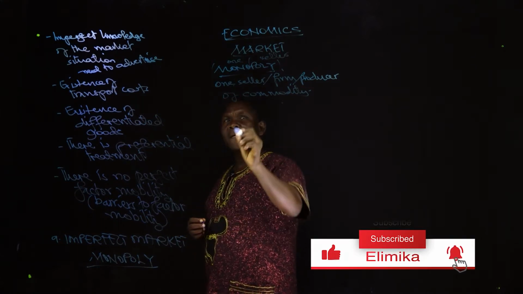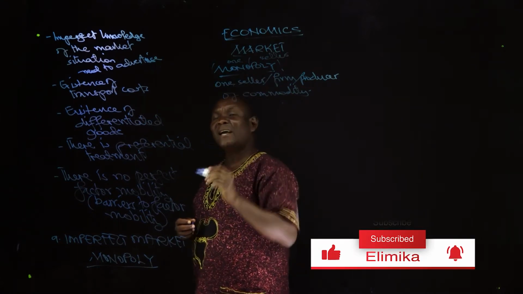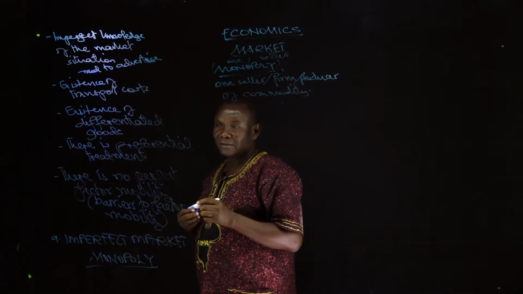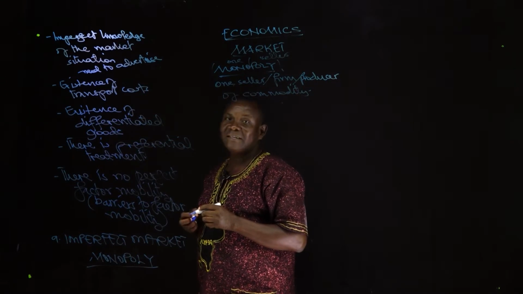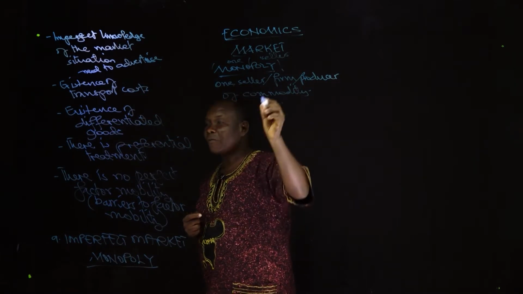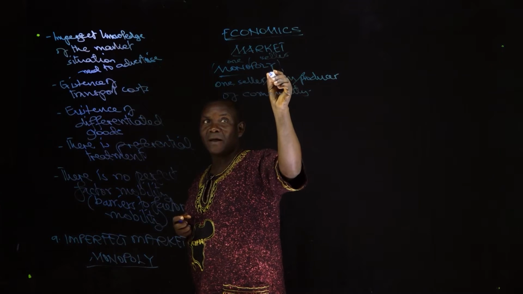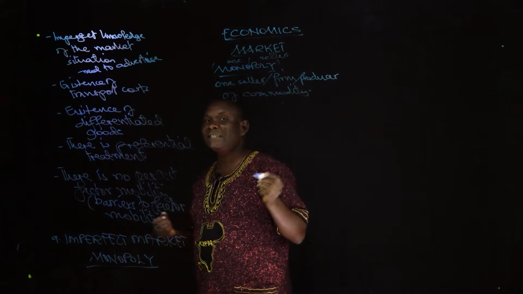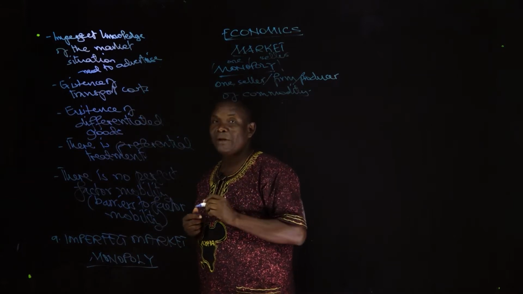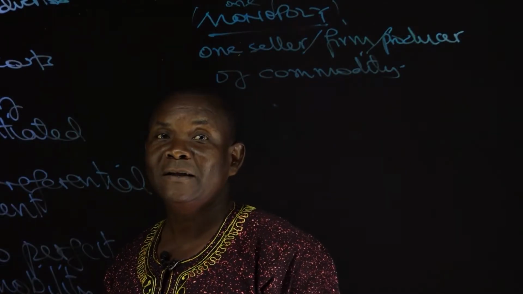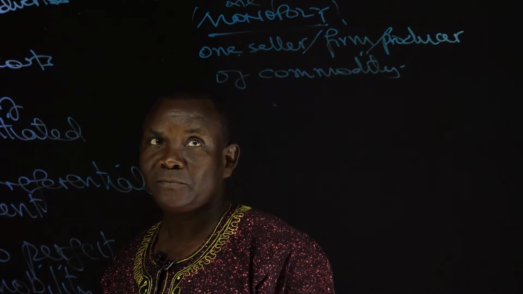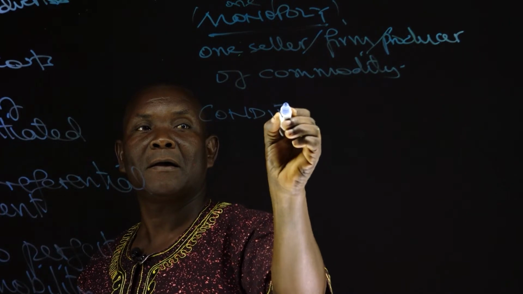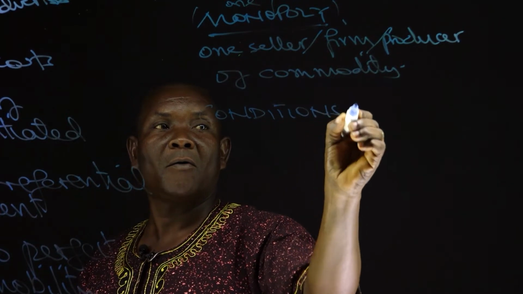Now, sometimes we take an example of Tanzania Electricity Producing Company as one of the examples of monopoly. But later we'll come to know that absolute monopoly or pure monopoly does not exist. We need to know conditions for monopoly.